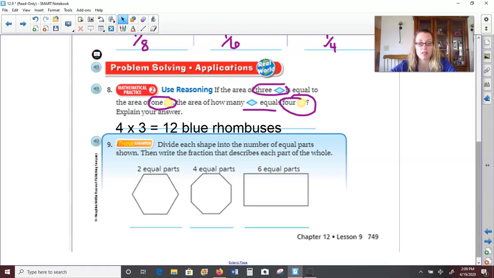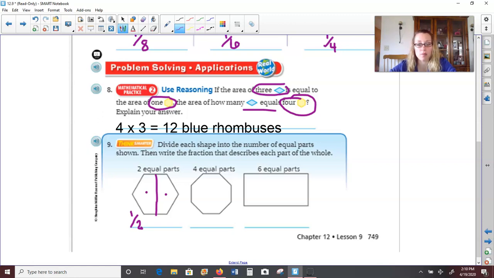For number 9, think smarter. It says to divide each shape into the number of equal parts shown. Then write the fraction that describes each part of the whole. So we've been doing this. Let's go ahead and divide our hexagon into 2 equal parts. And there's 2 different ways you can do it. But I'm going to simply just draw as straight of a line as I can down the middle vertically. And since I only had to make 2 equal parts, my fraction is going to be 1/2, because each part is 1/2 of the whole.